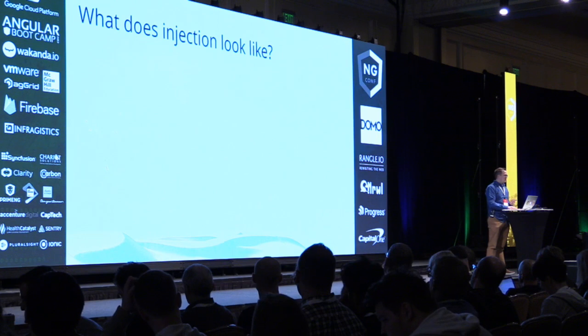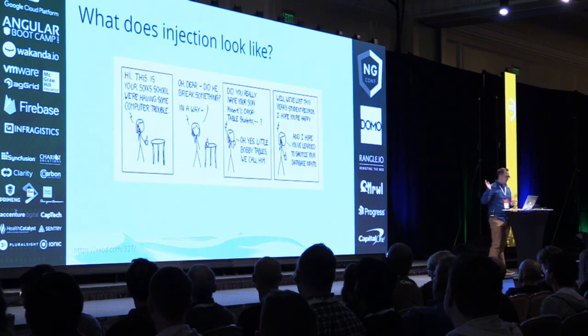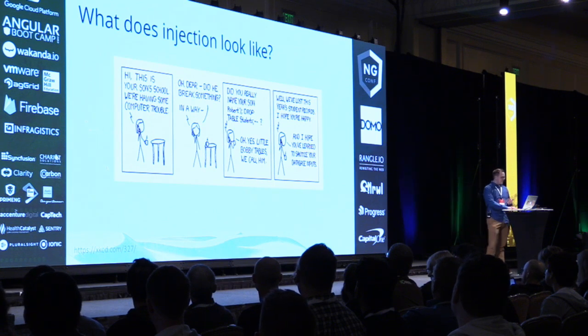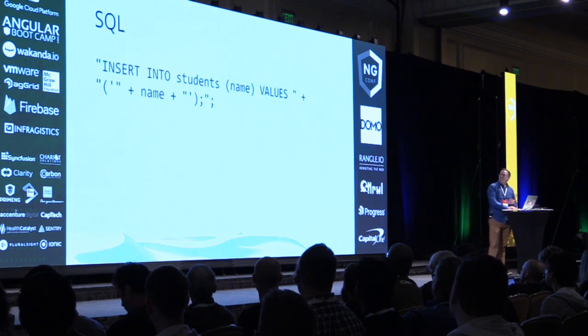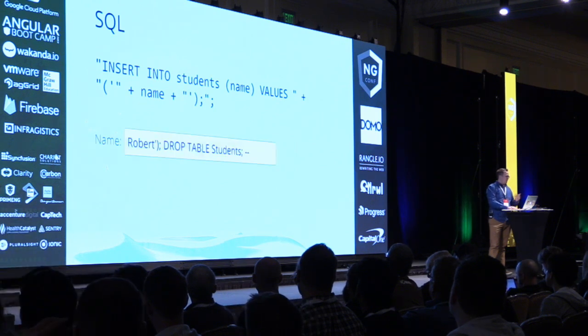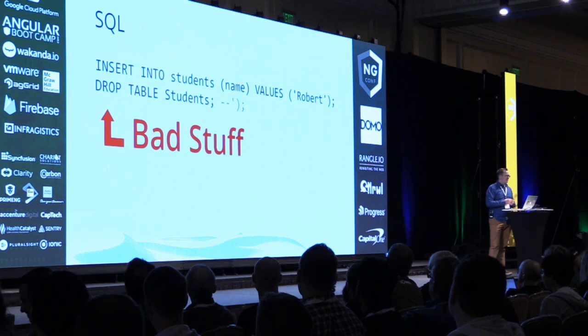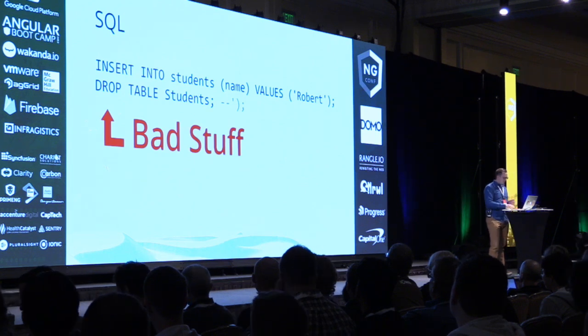So what does injection look like? Looks like little Bobby drop tables, okay? Classic XKCD. Of course, the joke there is SQL injection. If this is your backend code and you just concatenate in the username here and you're not using prepared statements or otherwise making that text safe, mom comes along, names her son little Bobby drop tables, and suddenly this is your SQL statement, right? And of course, dropping table students is bad stuff, okay? You don't want to do that.